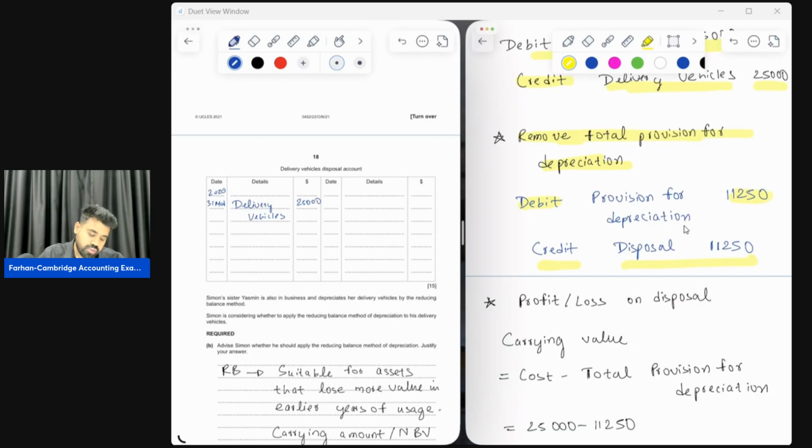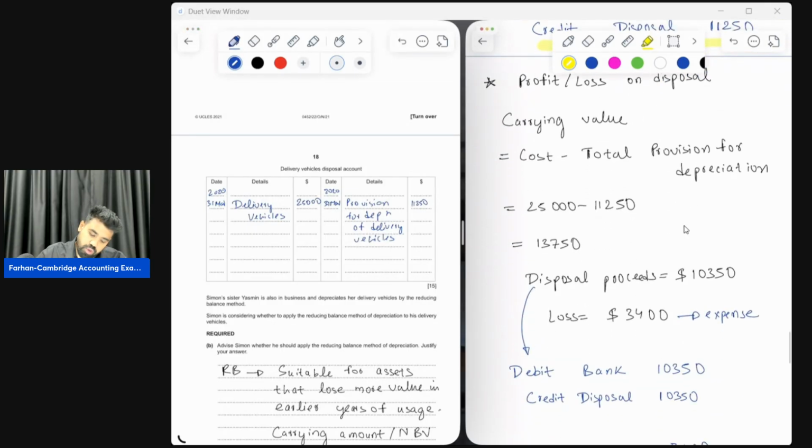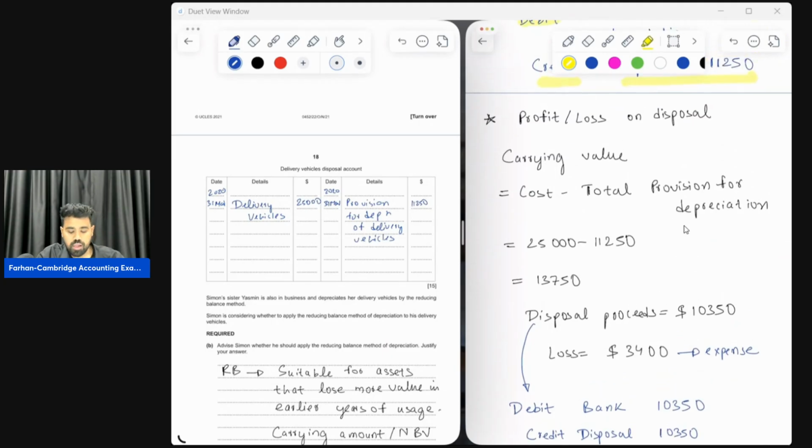So what that means for us is that on the credit side of the disposal account at 31 March 2020, the day the asset was sold, we record 11,250 with the relevant cross-reference for the account used in the details column to be the provision for depreciation of delivery vehicles. So you can see I'm writing it in short form, but in exam, if you get enough space, if you're writing it on paper, you can write the entire words. Okay. Now, let's understand if we have got any profit or loss from the sale of this asset.